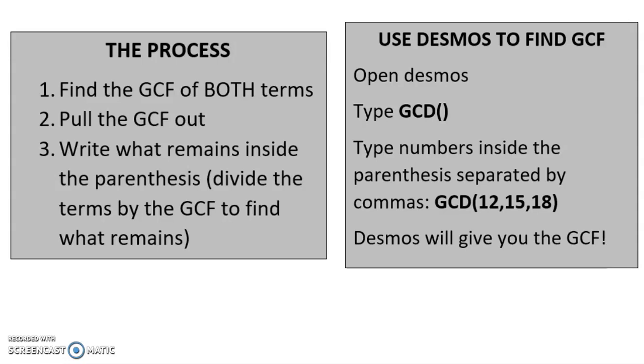Here's your process. You want to find the greatest common factor, GCF, for both of the terms. We're going to pull that out, and then we have to see what remains, right? We're basically reverse engineering multiplication. So we start with the product now, and our job is to figure out what factors we multiplied together that gave us the product, okay? We're going to use Desmos to help us find that greatest common factor, and we'll go from there. Okay, so factoring binomials. Let's go.